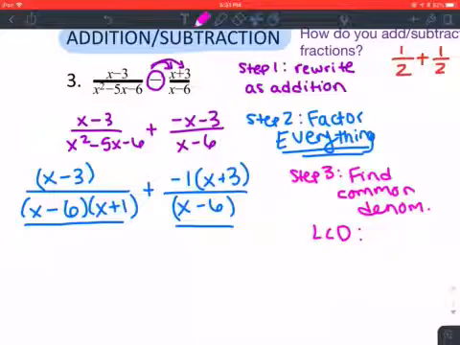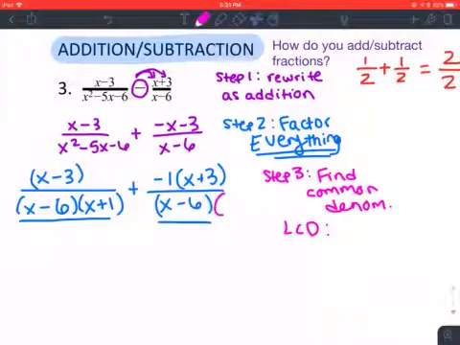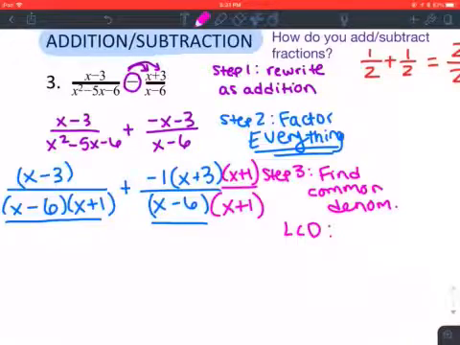Now, if I look at the first denominator versus my second denominator, the only thing missing in this denominator is an x plus 1. But mathematically, I cannot multiply just my denominator by x plus 1. I also have to multiply the numerator, because this way I'm not changing the value of my fraction. If I multiply by x plus 1 divided by x plus 1, I'm really only multiplying by 1. So my LCD here is x minus 6 times x plus 1.